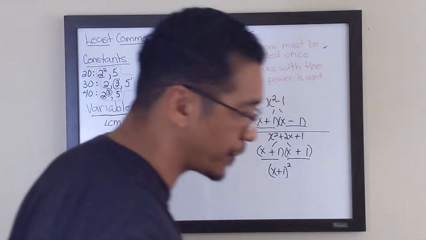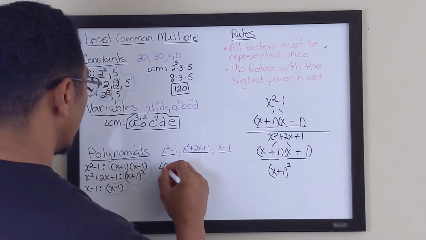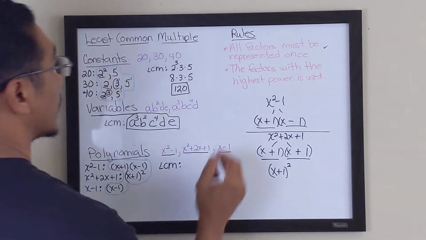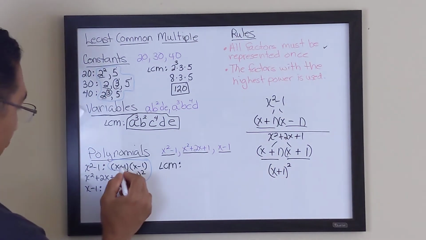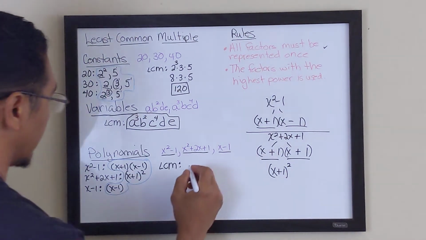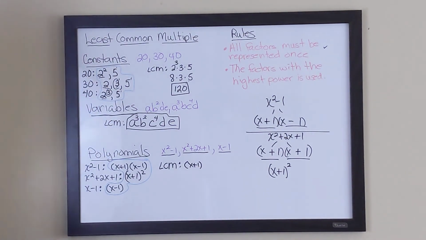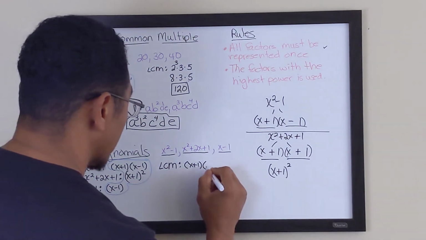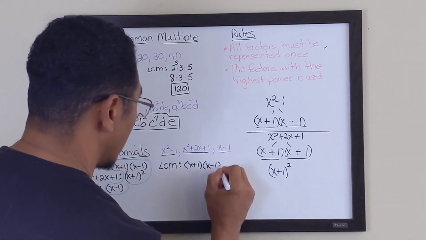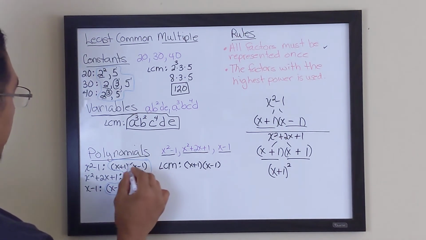So now all we need to do is find the least common multiple. Let's go ahead and do that. For the least common multiple, we go back to our rules. All factors must be represented once. There's an x plus 1 and an x plus 1 right here. You guys see that? So we're going to write that just one time. There's an x minus 1, and another x minus 1. There's two of them, but once again, we're only going to write that just once. Do we have any more? x plus 1, x minus 1. That's it.